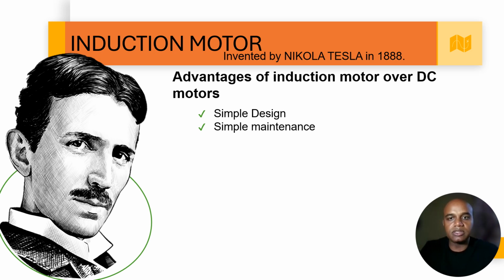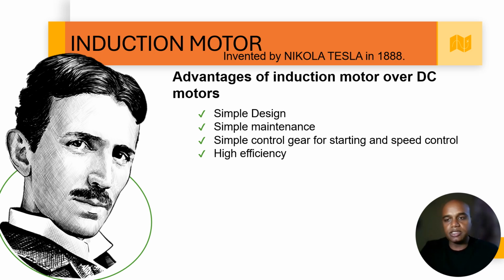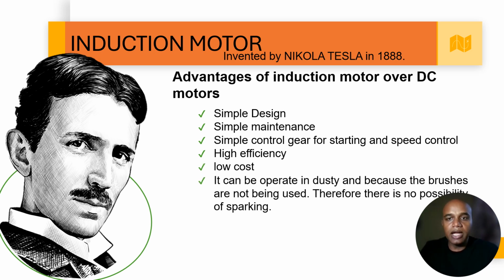Therefore it requires a simple maintenance procedure, simple control gear for starting and speed control, and it has high efficiency. It has the second highest efficiency after the transformer, because the transformer is a static device which achieves efficiency of more than 98%, whereas the induction motor can easily achieve efficiency of around 94 to 95%. It has a low cost and it can operate in dusty environments, and it does not have the possibility of sparking because it does not require brushes.